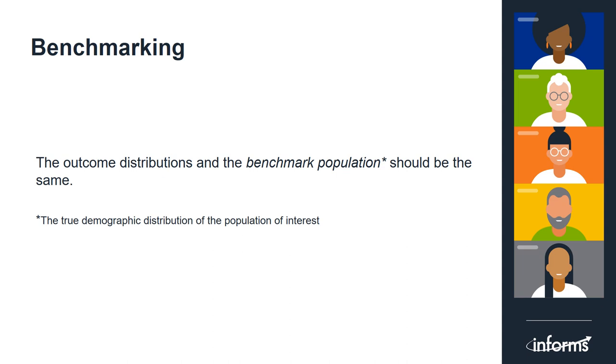Another approach that can be applied to detect algorithmic discrimination is benchmarking. The idea is that the outcome distributions and the benchmark population should be the same. For example, to figure out whether the race of drivers plays a role in who police stop, researchers need to find the at-risk population in situations where race was unlikely to play a role in their identification of being at risk. A possible benchmark population in this example are traffic tickets or stops based on radars and cameras.